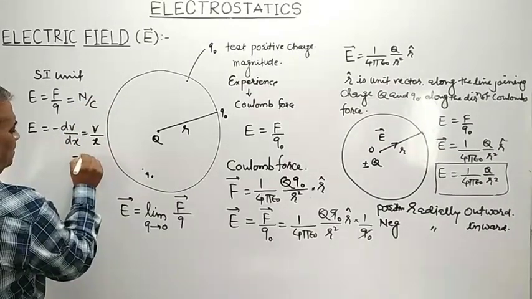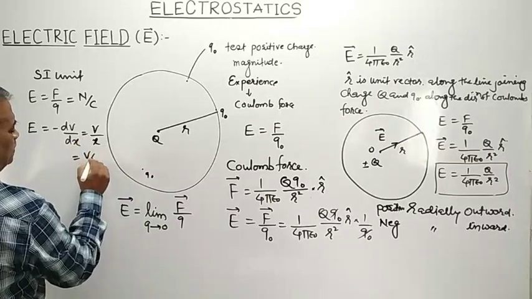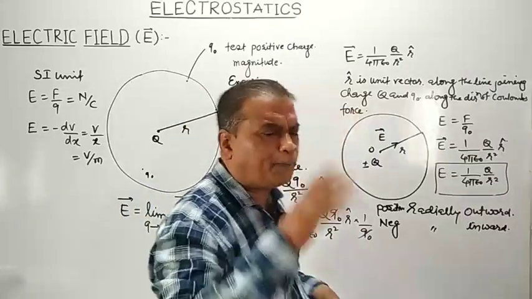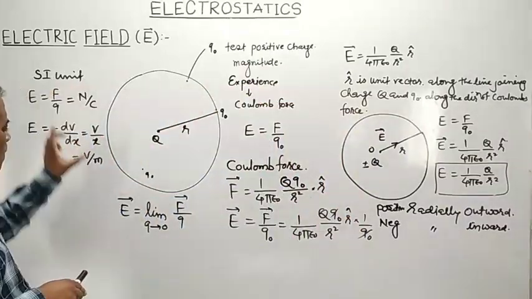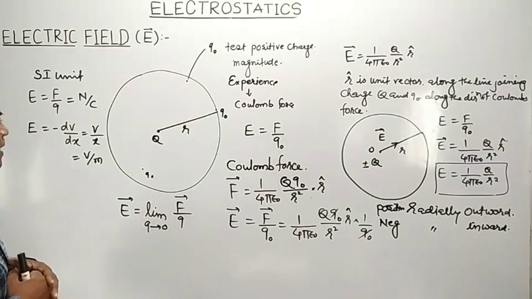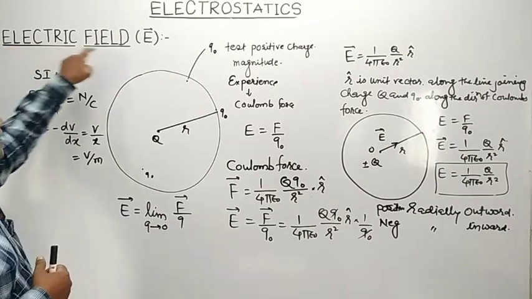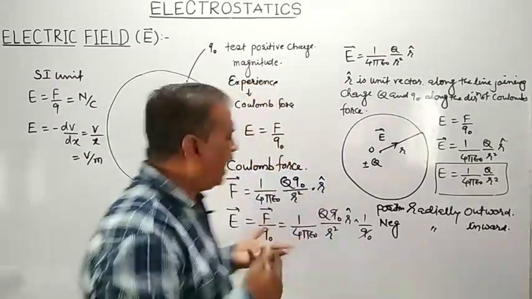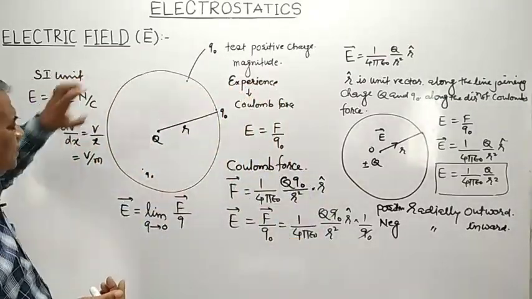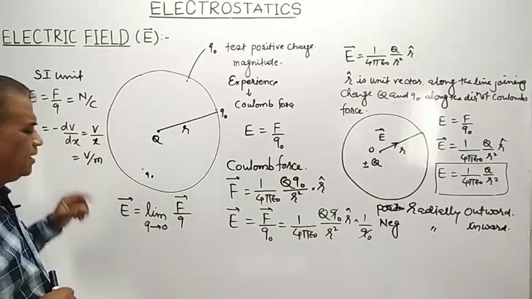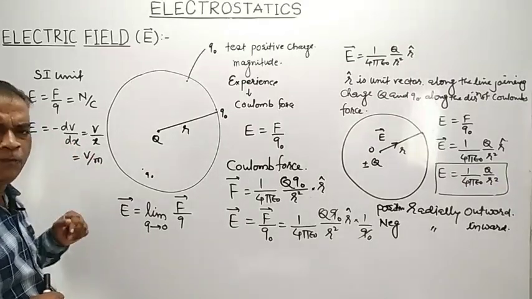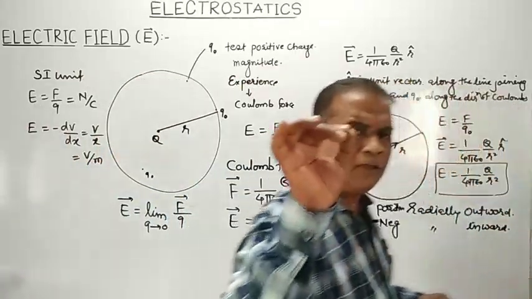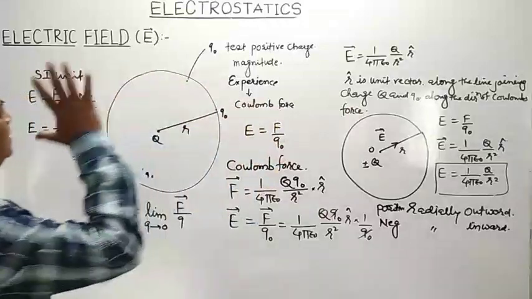Potential is measured in volt and distance or displacement is measured in what? Meter. So Newton per Coulomb or volt per meter are the SI unit of electric field. Electric field can be measured either in SI unit of Newton per Coulomb, or sometimes it can be measured in the unit of what? Volt per meter. So this is all about the basic idea regarding electric field.